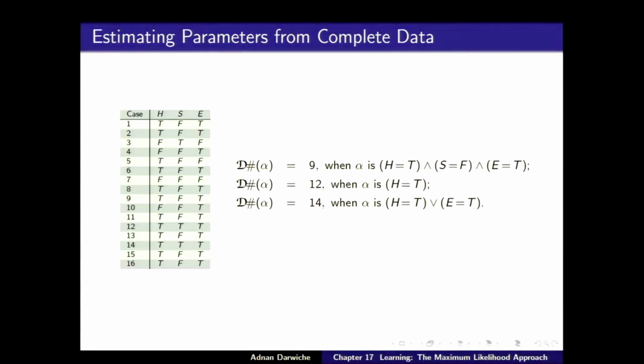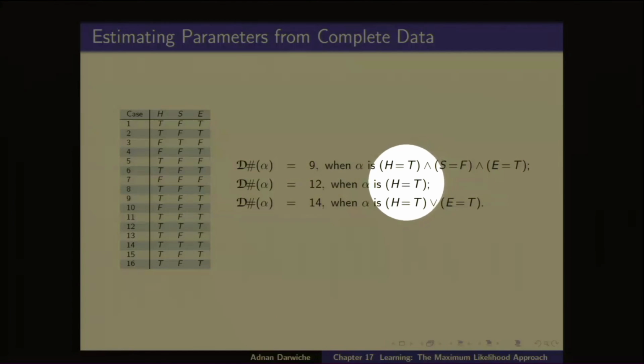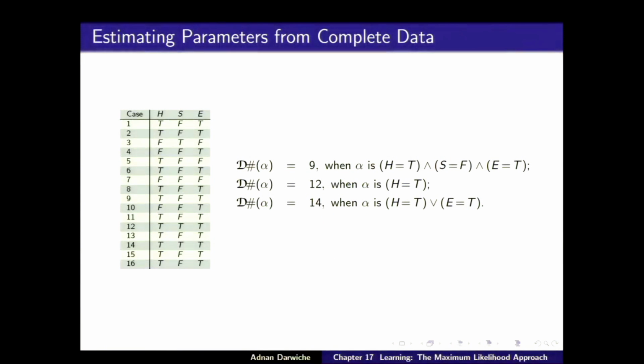Some more examples to, again, familiarize ourselves more with the notation. Counting how many rows in the data set satisfy a particular alpha for different alphas. Alpha here is a full variable instantiation, right? But alpha could be a partial variable instantiation, like in the second case. We're just saying how many cases satisfy H equals true, 12. It could be an arbitrary event. We're talking about someone who's health aware or exercises, H is true or E is true. How many cases satisfy that event? In this case, it turns out to be 14 out of 16 do that.